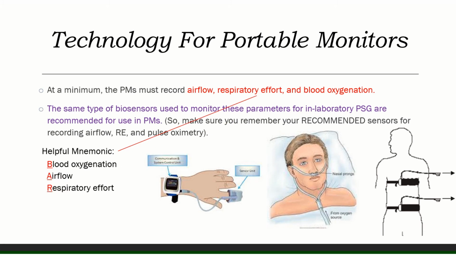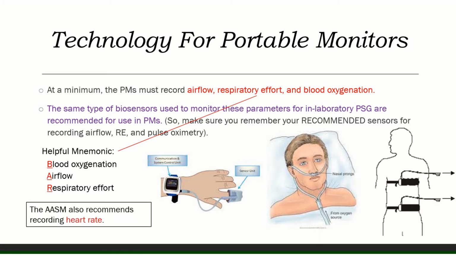All right, so I created this helpful mnemonic to hopefully help you remember it on the test. It's what you need at minimum for HSAT. You need blood oxygenation, aka pulse ox. You need airflow, and you need respiratory effort. Okay, BAR, BAR: blood oxygenation, airflow, respiratory effort.